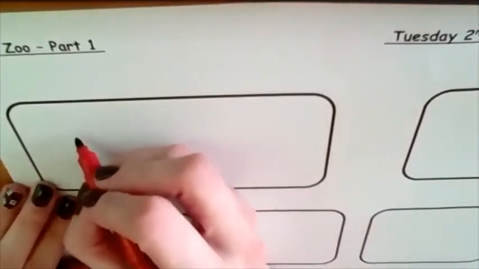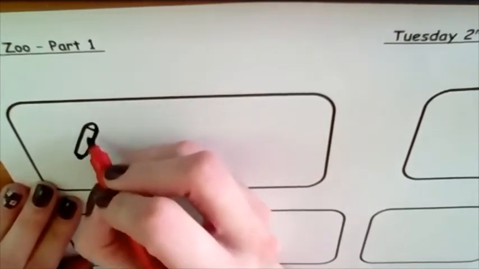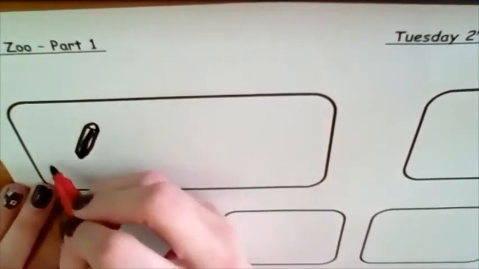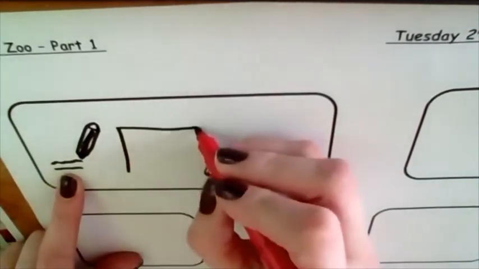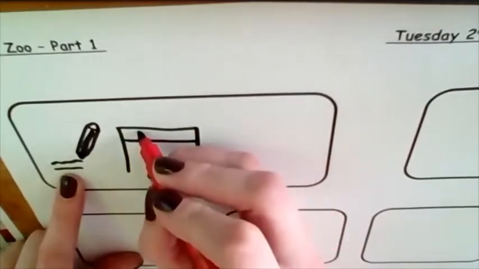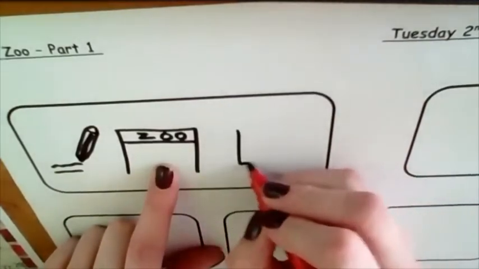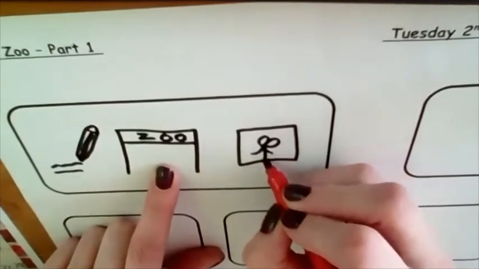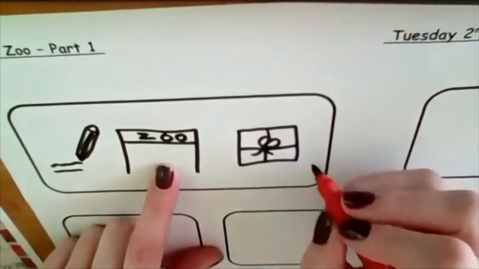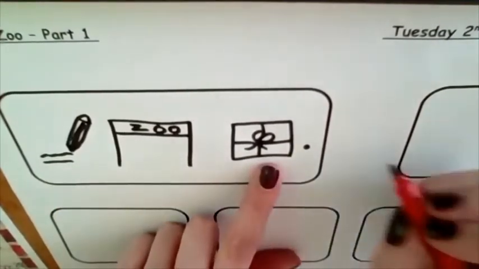So the first part is I wrote. So you need to have a go at drawing a pencil. I've done some extra fancy details on mine, but you don't have to on yours. And I've done some wiggly lines for some writing. So I wrote to the zoo. So I wrote to the zoo to send me a pet, and I've drawn a parcel for this one. And don't forget our full stops. I wrote to the zoo to send me a pet.